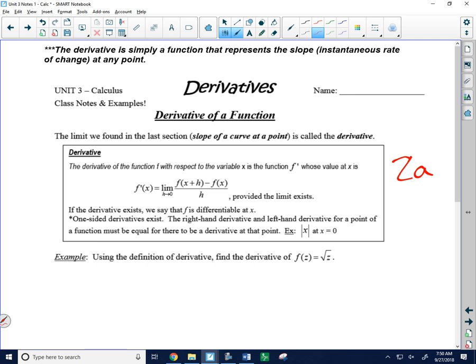So I said at the top, the limit we found in that last section, the slope of a curve at a point, is called the derivative. So conceptually, this is what it is. It's a function that represents the slope at any point. Instantaneous rate of change. So remember on x squared, we've got this. That's a function that represents the slope at any point. I could plug in x equals 1 for a, and that's the slope at x equals 1 for x squared. Plug in 1, and that would give me whatever that slope is. 2 times 1 equals 2.